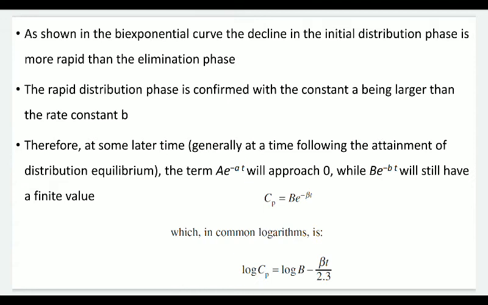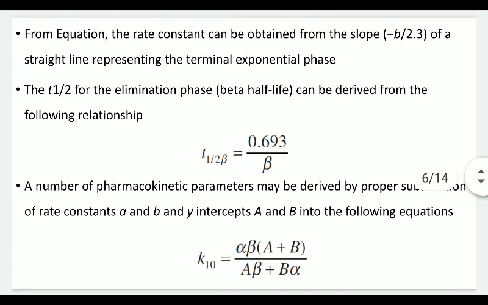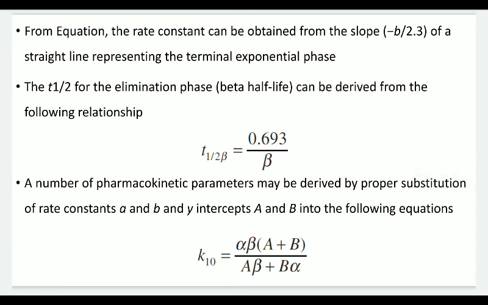When you put this equation into log form, you get a simplified equation where log Cp, that is the concentration of drug in the central compartment, is equal to log B minus beta t by 2.3. This is nothing but an equation like y equals mx plus c. So minus beta t divided by 2.3 is the slope, and the minus sign indicates that the graph gives us a straight line with a negative slope. From the equation, the rate constant can be obtained from the slope, that is minus beta by 2.3, of a straight line representing the terminal exponential phase.